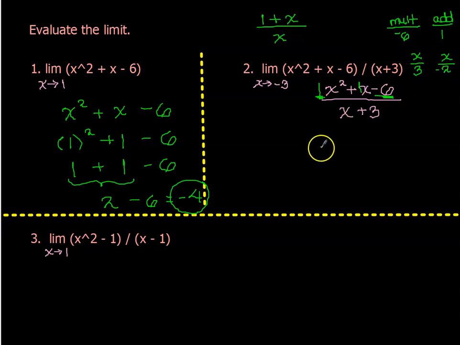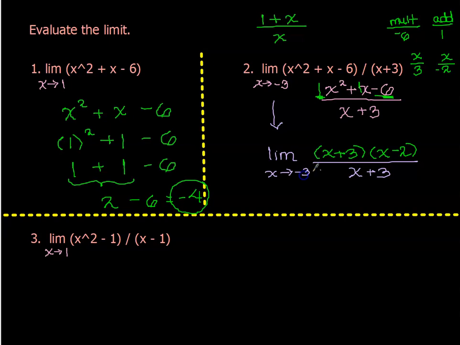So each fraction represents each parenthesis. This would be x plus 3. And the second fraction would read the second parentheses, which is x minus 2. And then I'm going to bring everything else down that I haven't used. The denominator of x plus 3 comes down. The limit comes down, which is the limit as x approaches negative 3.